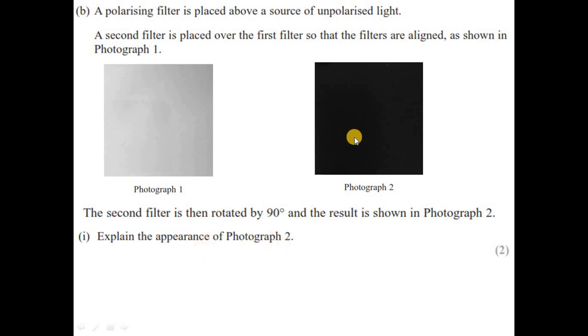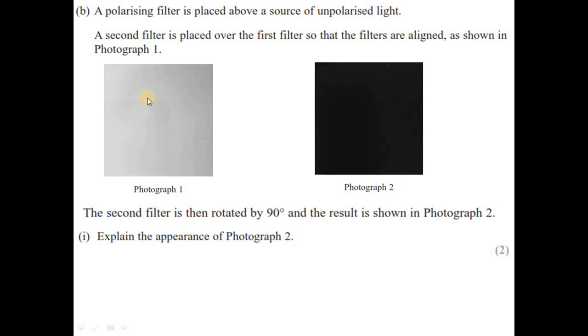It's quite clear from the previous example I gave you. In photograph 1, both filters are aligned. Before passing through the first filter, the light was unpolarized. Passing through the first filter, the light is polarized, and only one oscillation is coming out from the first filter. And as the second filter is aligned, this polarized light is also coming out from the second filter. That's why we see the bright image.